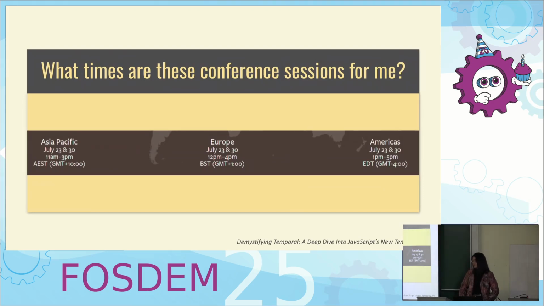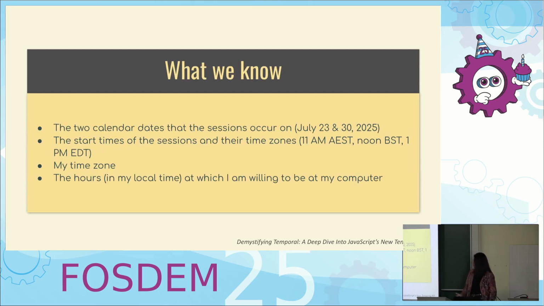These are three conference sessions. I took this screenshot from a conference website, and we have to calculate what time these conference sessions are for me in my time zone. So we have three sessions in three different time zones on two dates. We have July 23rd and 30th as the two dates, and they are 4-hour sessions on every date for three time zones. So this is the information that we have.